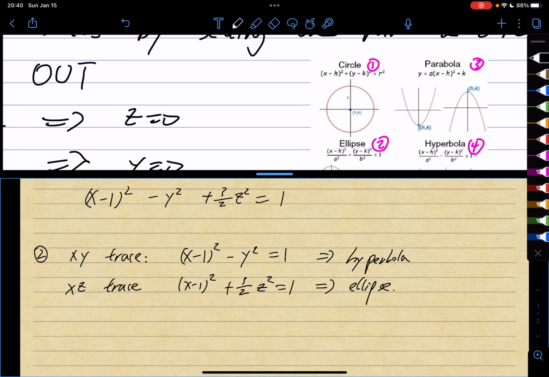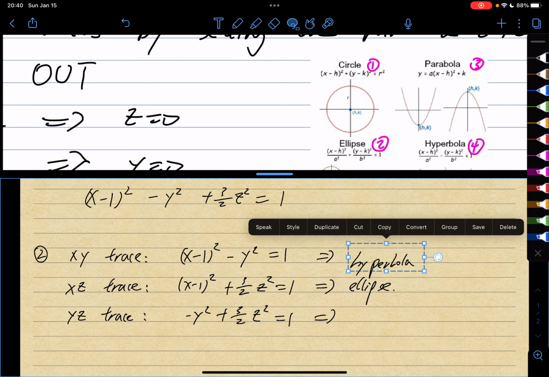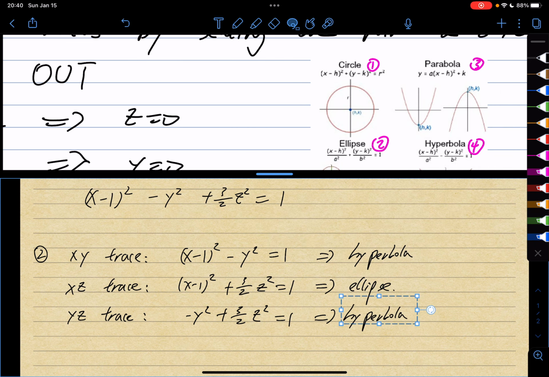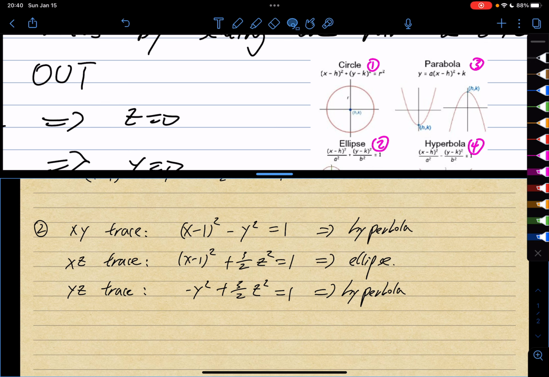And then the yz trace. We're going to have negative y squared plus 3 over 2 z squared equals 1. This will give us another hyperbola. Both variables are raised to the power of 2, and the signs of the variables are different. So again, it's a hyperbola.